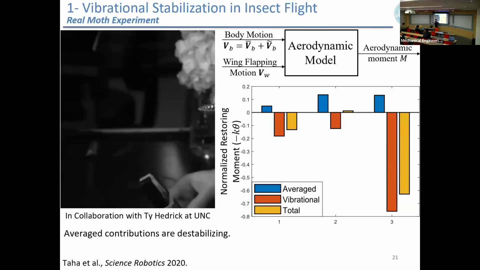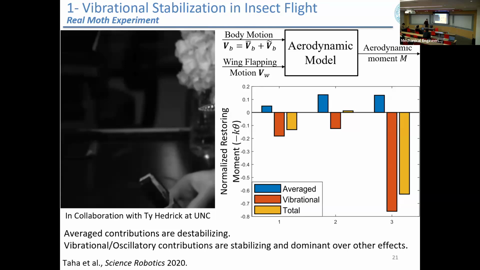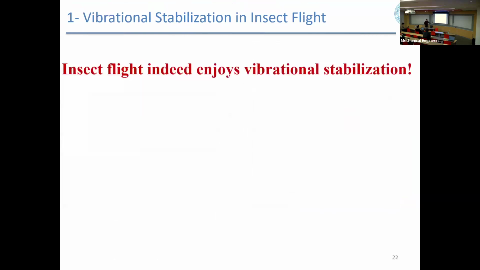But now look at the vibrational ones. These are the zero mean vibrations that you neglect when you do averaging. They are all stabilizing and they are powerful enough to outweigh the instability that comes from the averaged contributions. So that was the conclusion, that insect flight indeed enjoys vibrational stabilization.